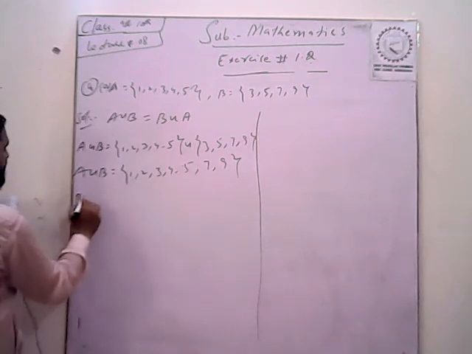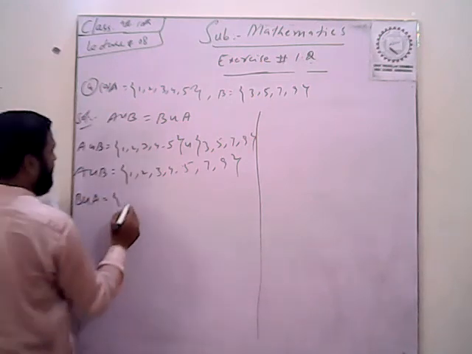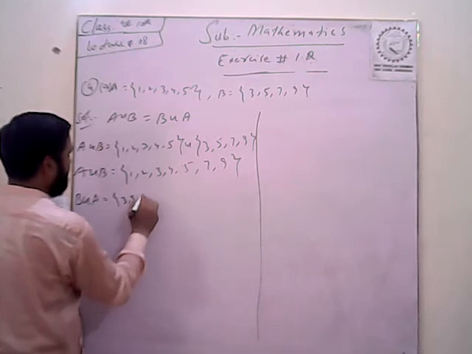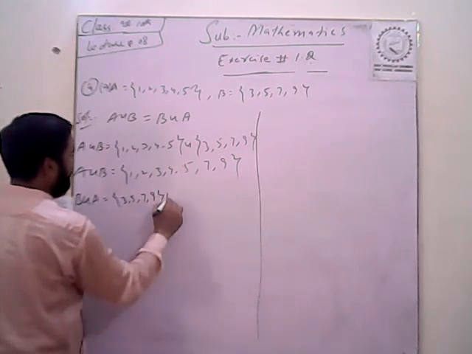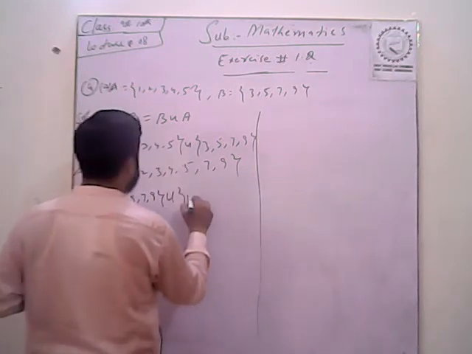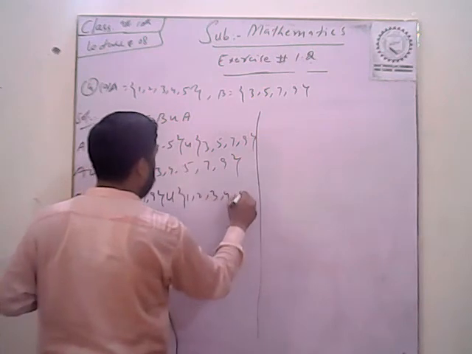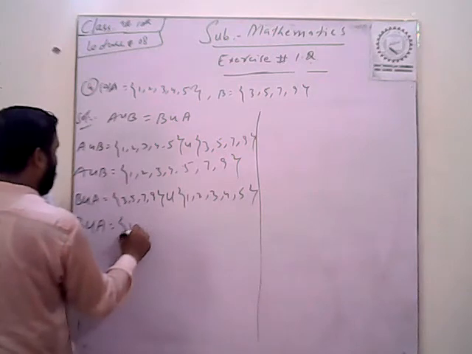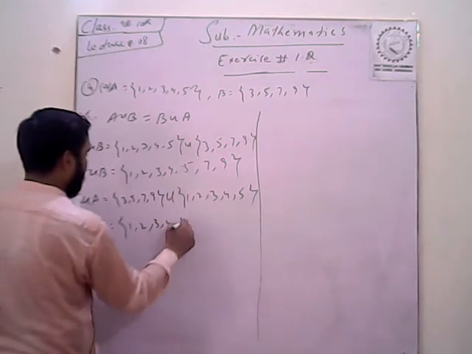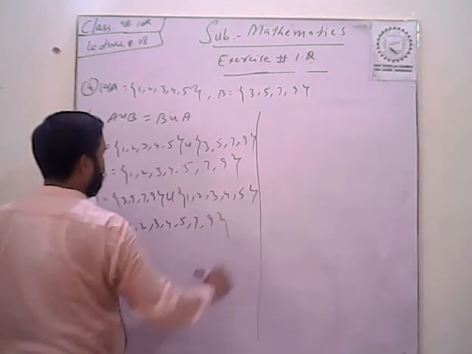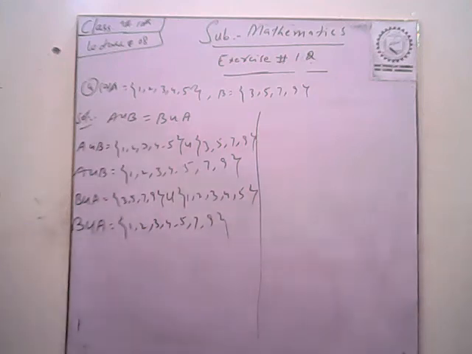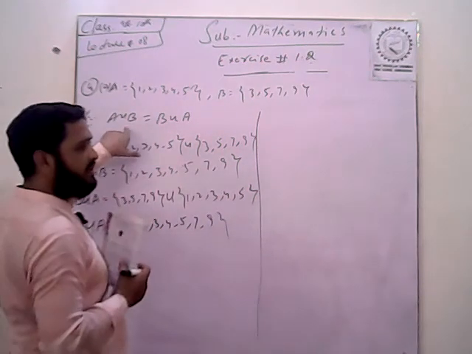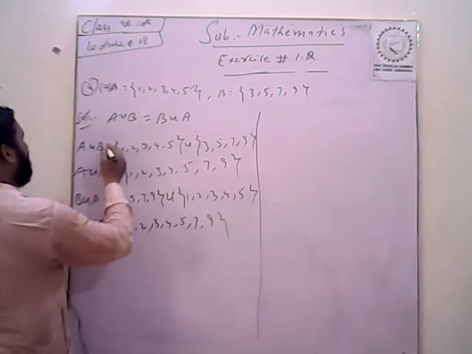So B union A is similar. We can find {3, 5, 7, 9} union {1, 2, 3, 4, 5}. B union A is equal to {1, 2, 3, 4, 5, 7, 9}. You can see on the board the left hand side and right hand side are equal. So the operation is union. You can find similar values.